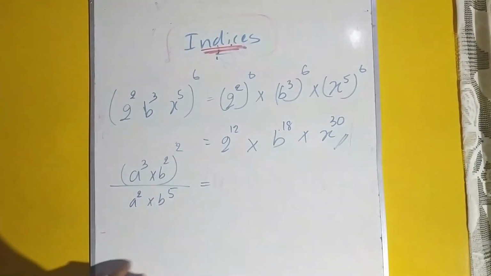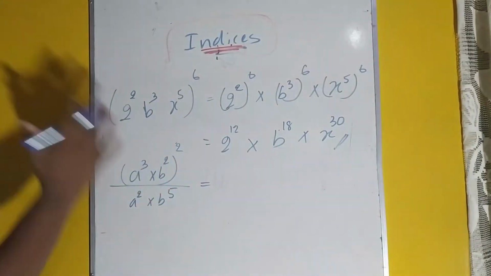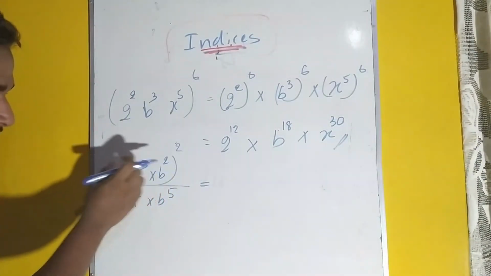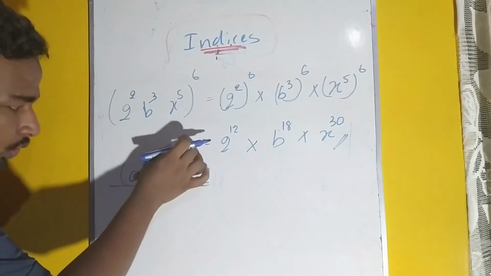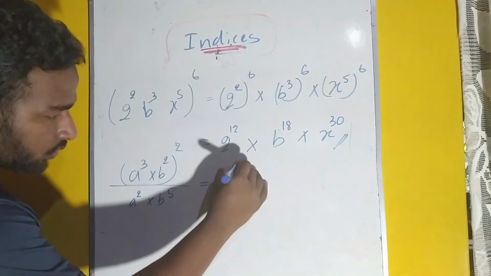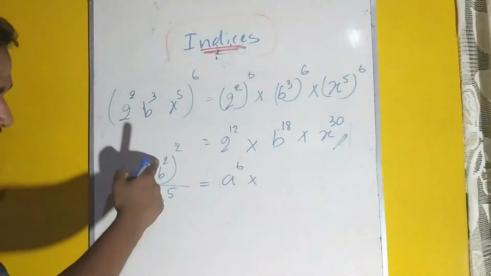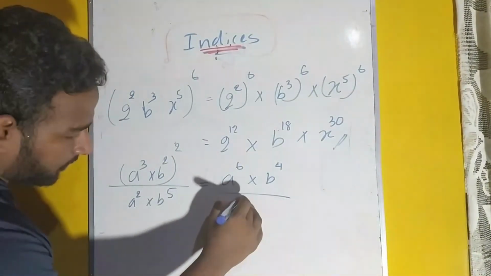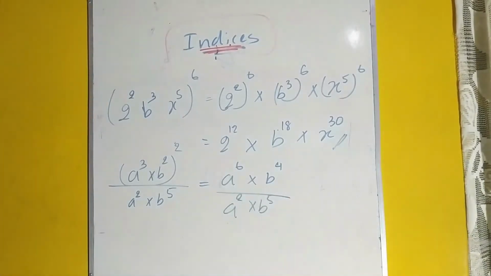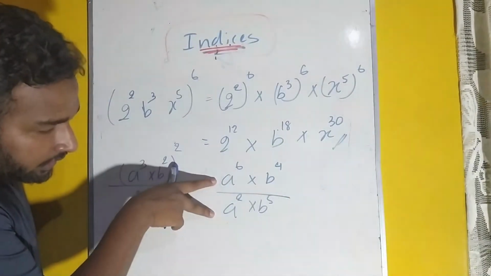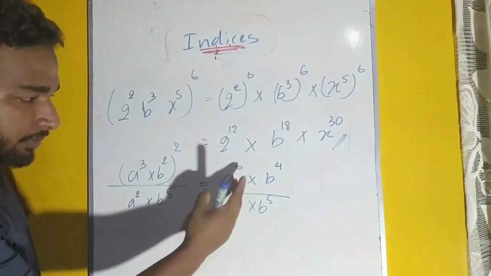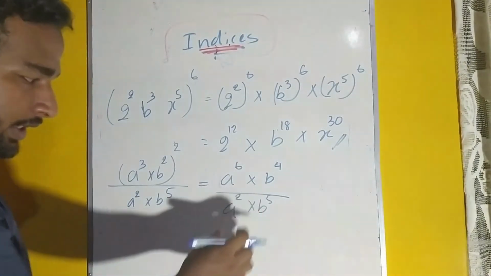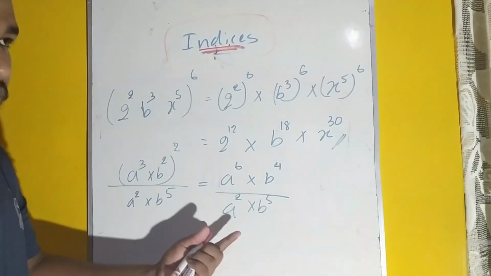Okay, here see, in this situation, first of all remove the brackets. In every question, when you are doing the question, you should remove the brackets. So I am removing the brackets. a to the power 3 to the power 2 means a to the power how much? 3 into 2 is 6, into b to the power 2 to the power 2 means b to the power 4, over a to the power 2 into b to the power 5. Now in this question, in the numerator it's multiplying but the bases are not same, so no need to do anything. Like the denominator, there is multiplication but the bases are not same, so no need to solve that.